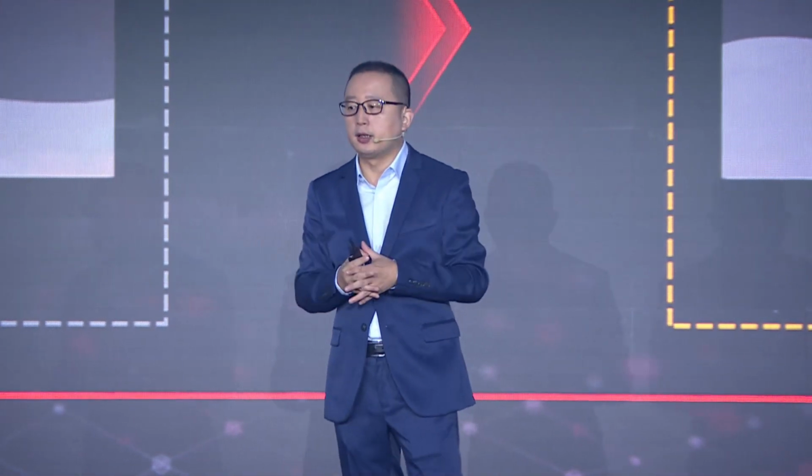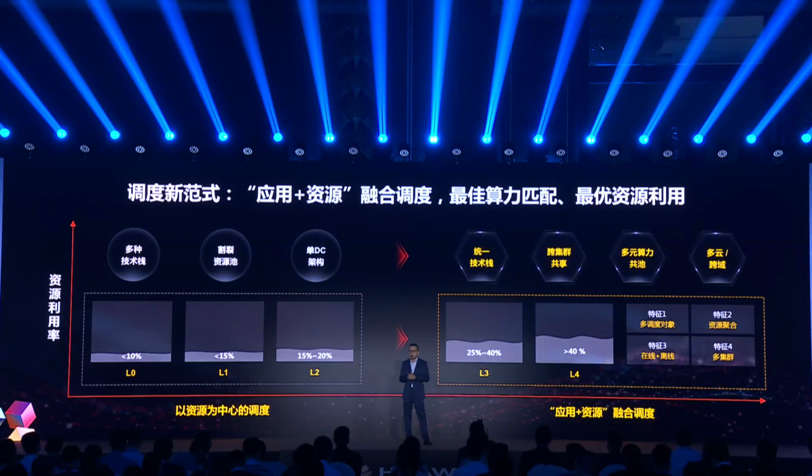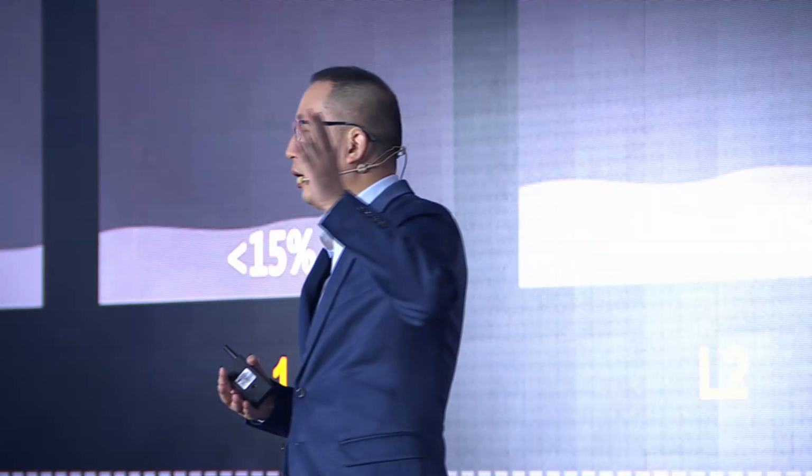The supply and demand are decoupled. However, if we can coordinate the supply and demand, we will be able to further enhance resource utilization rate, and we can further improve the efficiency of a company. So here we have a new scheduling paradigm.